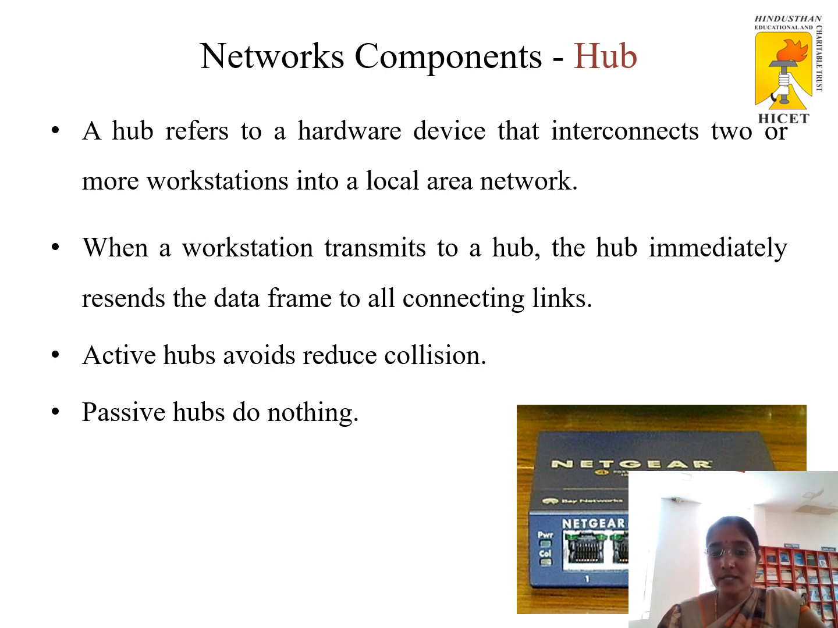An active hub avoids and reduces collisions. There are two different forms of hubs, active hub and passive hub. If you take an active hub, it avoids and reduces collisions, whereas a passive hub just does nothing. It doesn't disturb the network transmission at all.